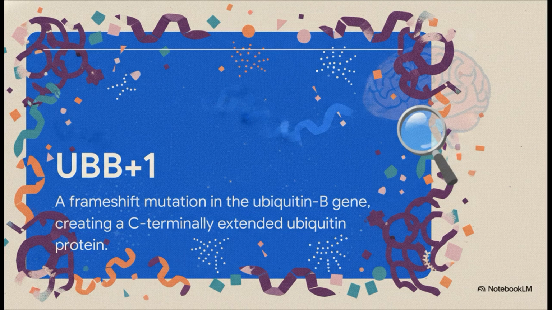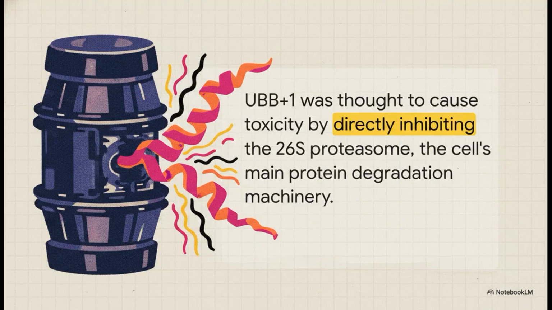The critical thing is that this stuff accumulates in major neuropathological conditions. Think Alzheimer's and Huntington's disease. That's why understanding its mechanism is so important. Now, for a long time, the prevailing theory, really the central dogma, has been that UBB+1 is toxic because it gums up the works of the 26S proteasome, which is basically the cell's main garbage disposal. The idea was that it directly blocks it, and that specific claim is exactly what we're here to critically evaluate.